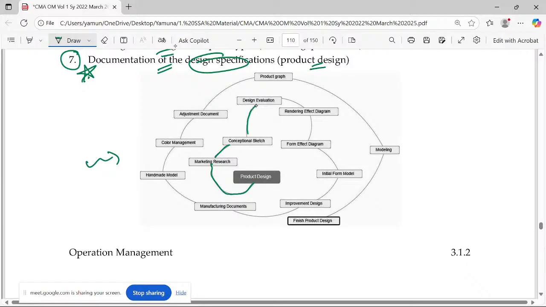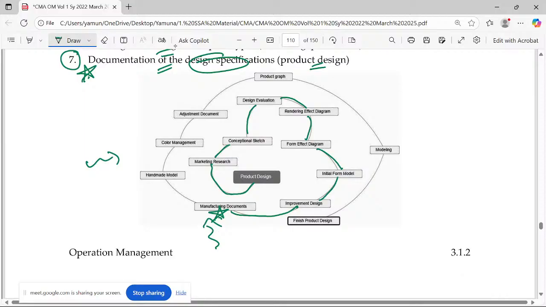Then we'll evaluate the design. Then we'll go for creating an effect diagram. From the effect diagram, you create the initial form model. Then, if necessary, you go for implementing the design. So improve the design, and you go for manufacturing documents. Yes, this is a very important stage. Probably you will be working in this stage. Manufacturing document means you have to plan, right?